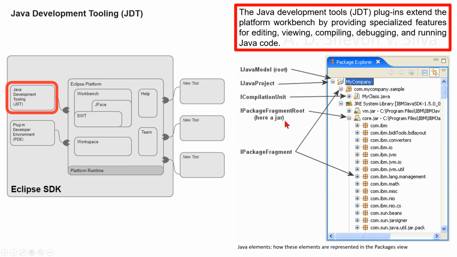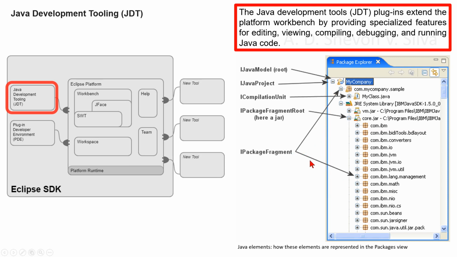IPackageFragmentRoot represents a set of package fragments that maps the fragments to an underlying resource, which is either a folder, jar, or zip file, child of IJavaProject. IPackageFragment represents a portion of the workspace that corresponds to an entire package or a portion of the package, child of IPackageFragmentRoot.